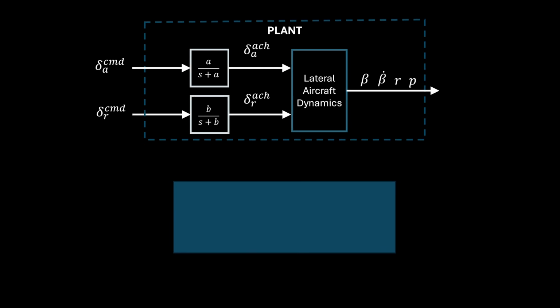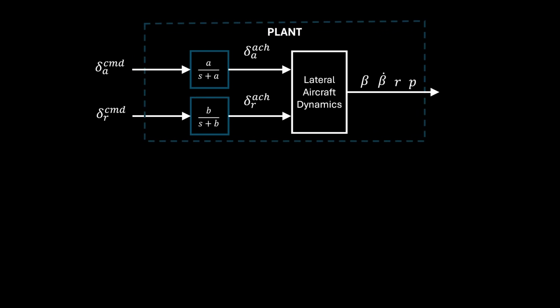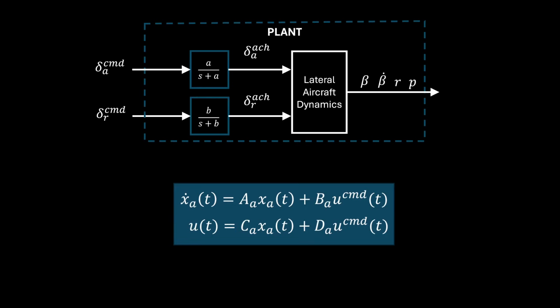Also part of the plant are the control servo actuator models, here represented as first order systems. Taking the inverse Laplace transform, we get the two-state LTI system that outputs achieved control actuation deflection. Each channel has an eigenvalue of -10, giving a time constant of 100 milliseconds. This also reduces to just another standard LTI system.